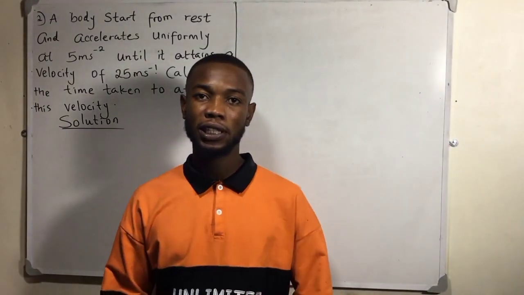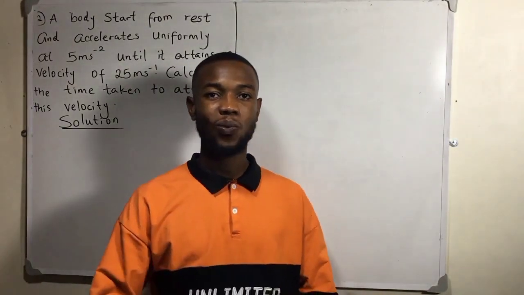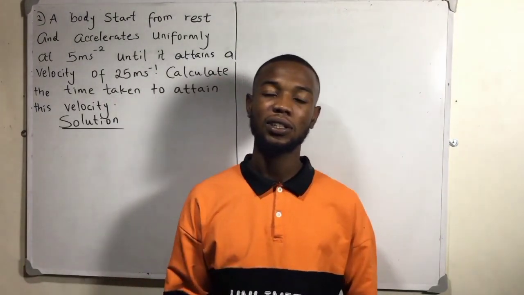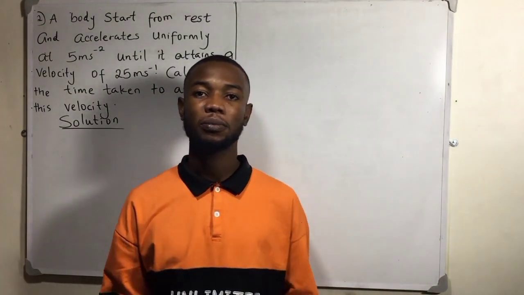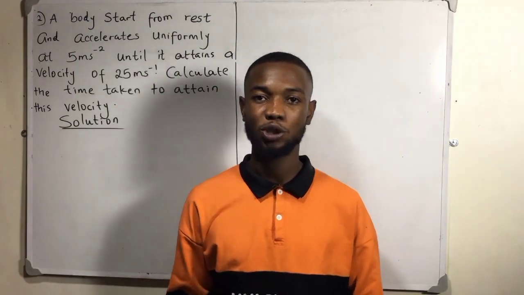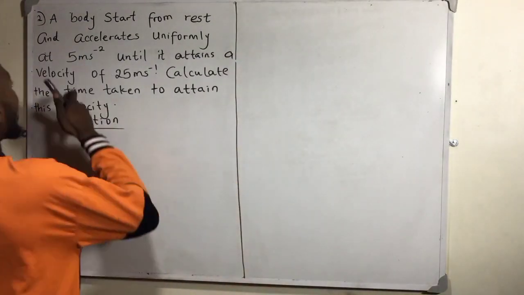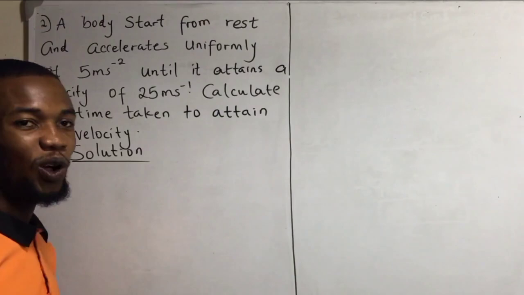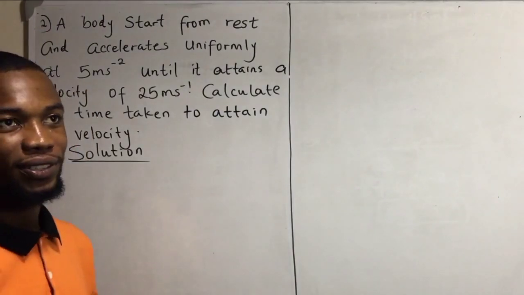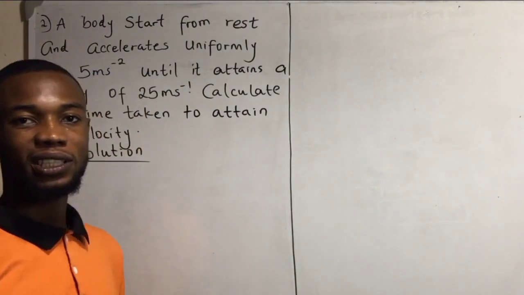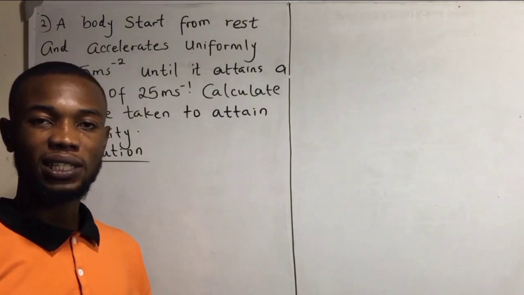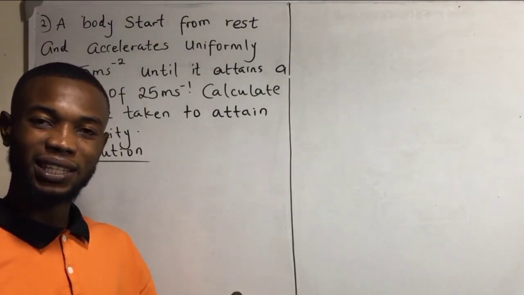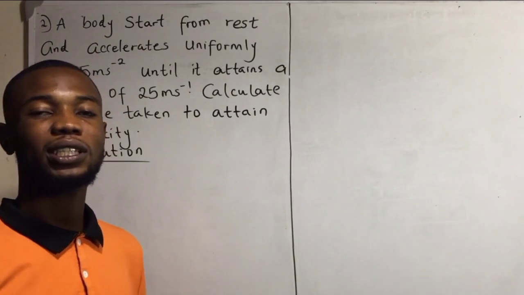Alright, my wonderful learner, in this second question, let's see what we are asked to do under the uniform acceleration of a body using equation of motion. Now let's look at this. A body starts from rest. One thing that I like about physics is that in uniform acceleration, when you are being told that a body starts from rest, it means that the initial velocity of that body is 0.